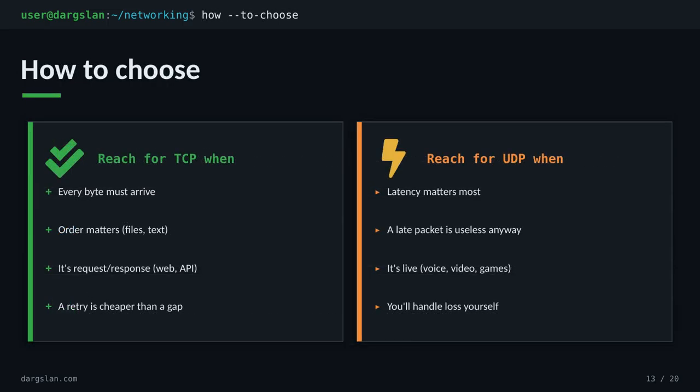So, with the myths out of the way, here's a simple way to decide. Reach for TCP when every byte has to land in order. File transfers, web requests, anything where a small retry is better than a missing chunk. Reach for UDP when latency is king and a late packet is already worthless. Live voice, video, multiplayer games. And you're willing to handle any loss yourself at the application layer.